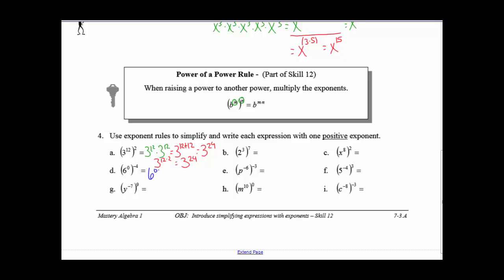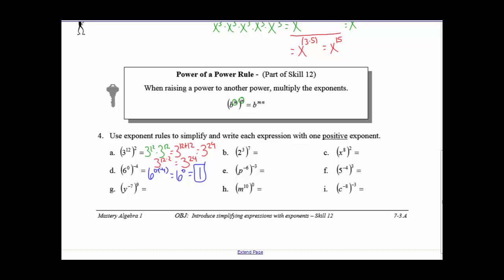So if we look at part D, if we use our power of a power rule, well, 6 to the 0 times negative 4. If we multiply our exponents together, well, 0 times any number is just going to be 0. So 0 times negative 4 will just give us an exponent of 0. And we said any number raised to the power of 0 is going to be what? Just 1. So 6 to the 0 power, all raised to the negative 4th power, will just give us 1.